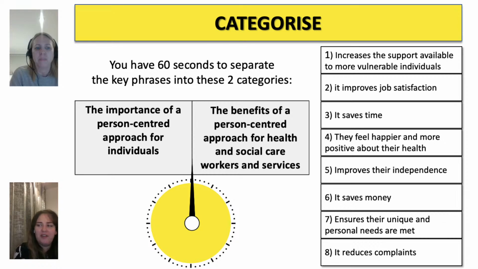You might want to, if you've got a bit of paper, draw a little table if you want to, but you've got 60 seconds to have a go at this. Brilliant. And you might want to write in the chat just the numbers. So you could write for individuals and then put the numbers, for services, then put the numbers. So what goes into which category?